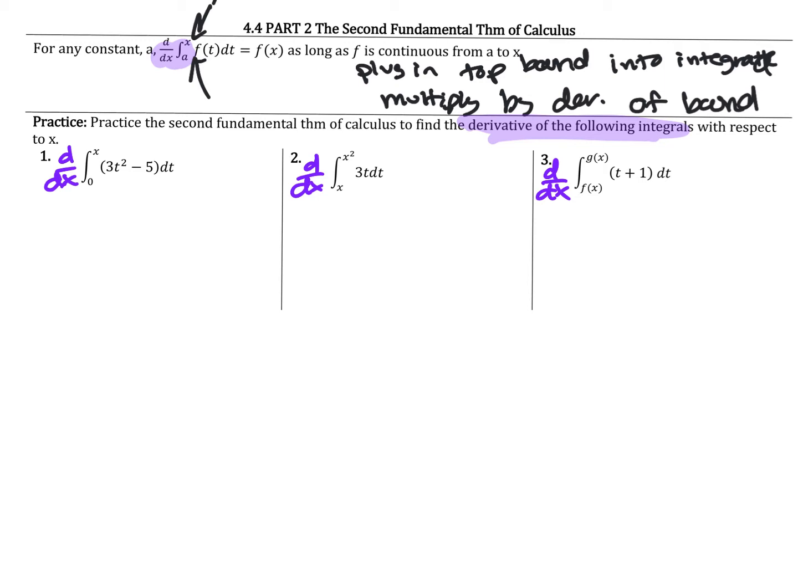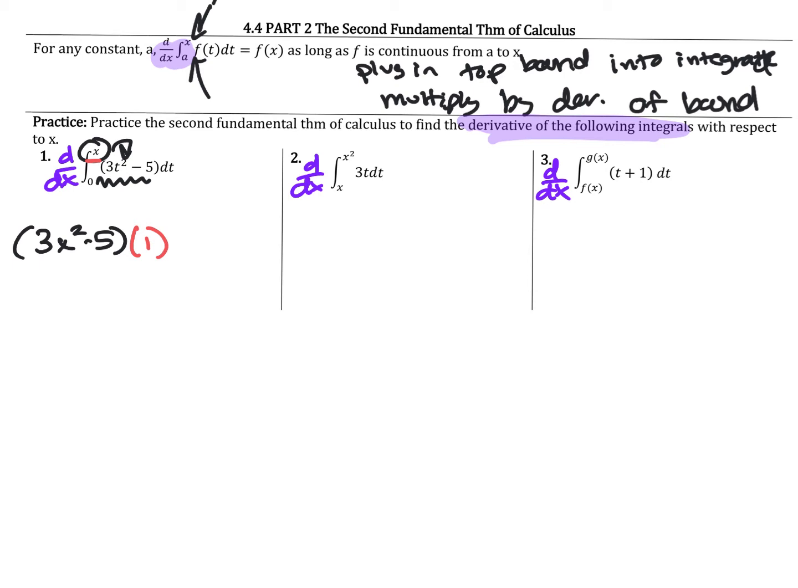So step one, look at your upper bound. Plug that in anywhere there's a variable in your integrand. This piece right here is my integrand, so I'm going to replace t with x. So this is going to become 3x squared minus 5. Then I'm going to multiply that by the derivative of x. Well, the derivative of x is just 1.